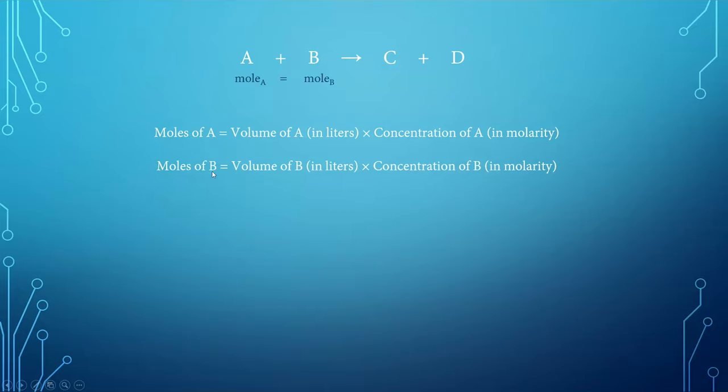The moles of B works the same way. The volume of B that we used in our sample multiplied by its concentration will give us the moles of B. So we can write this equation pretty simply, and that is that the volume times the concentration of A equals the volume times the concentration of B. We know the concentration of A, that's a given, we're using a standard solution. The volume of A we're going to measure, and the volume of B we're going to measure. So the only thing that we don't know is the concentration of B, so we can simply rearrange and solve for that, and that's what our goal is today.